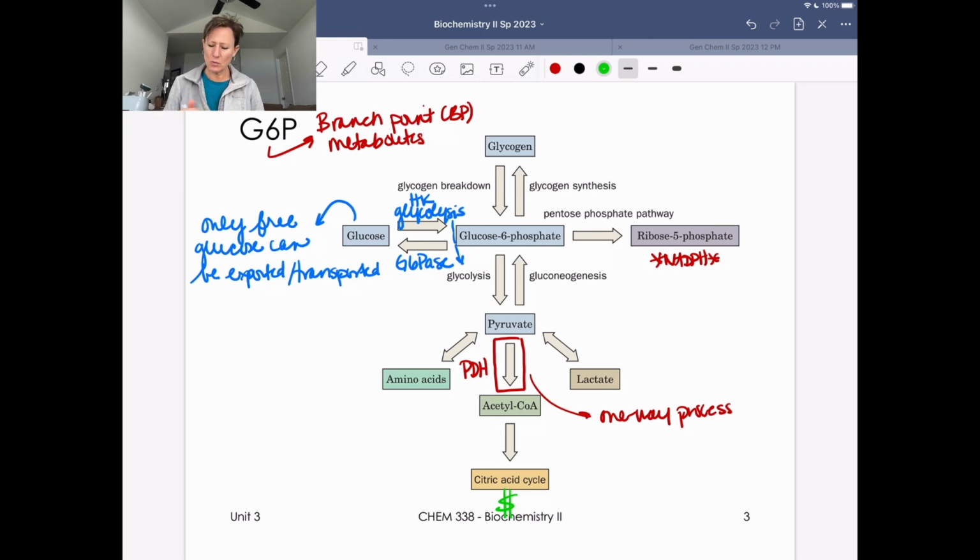So I'm going to talk all the way at the top here because we have already learned about glycogen. So let's remind ourselves the two places that we see glycogen. We see glycogen primarily in your liver and then skeletal muscle.